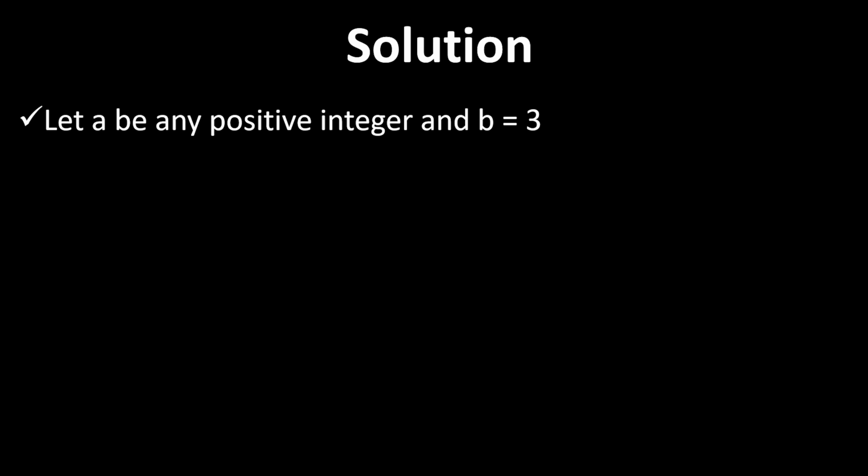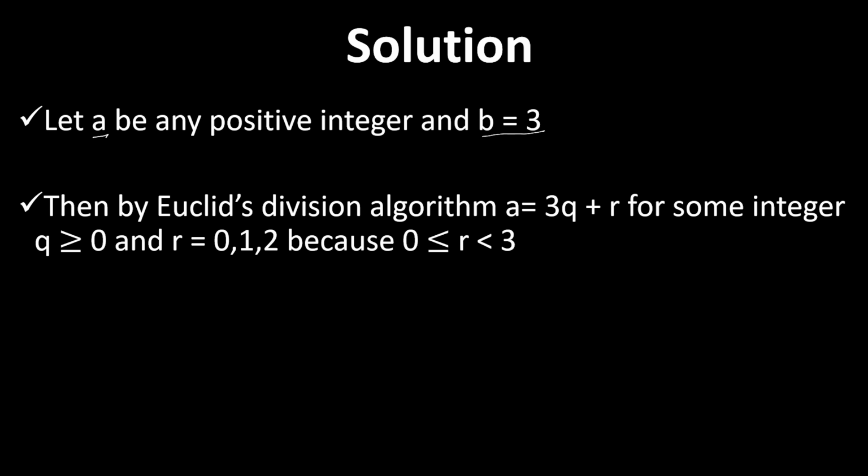Let's go through the solution now. First of all, we will consider a to be any positive integer, and for a the divisor b is equal to 3. So we can say by Euclid's division algorithm, a is equal to 3q plus r, where 3 is our divisor, q is the quotient, r is the remainder.